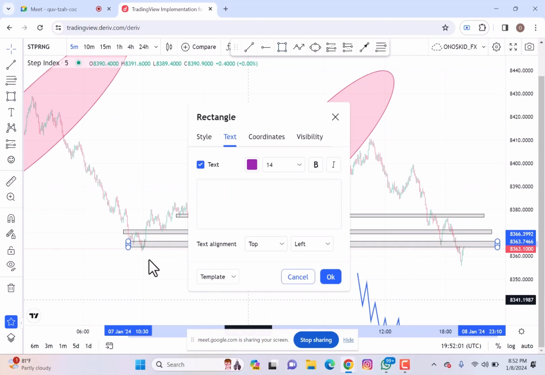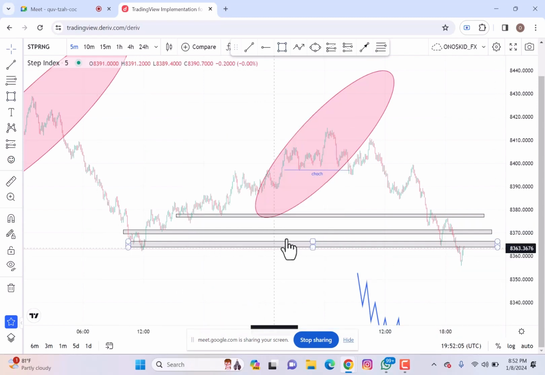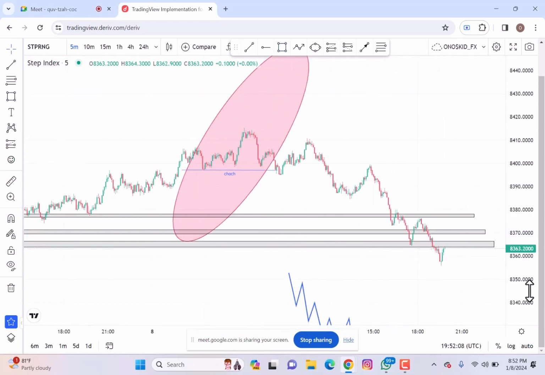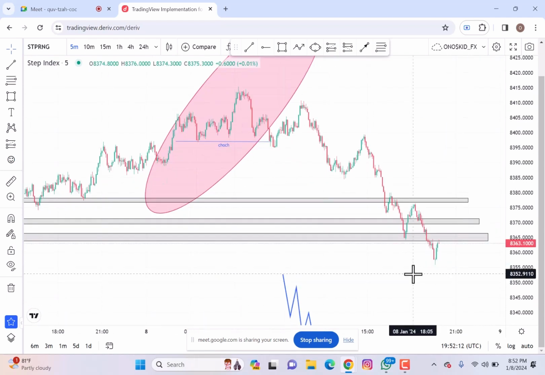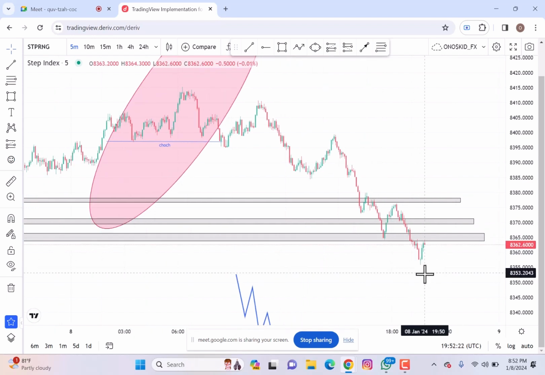Now when I'm finished marking out all of this level, the next thing I want to pay close attention to is what? Reaction from those levels. Now when the market pulls up to my POI, I will not just quickly open my MT5 and start selling or start buying as the case may be. I will have to be patient enough to wait for a confirmation candle.